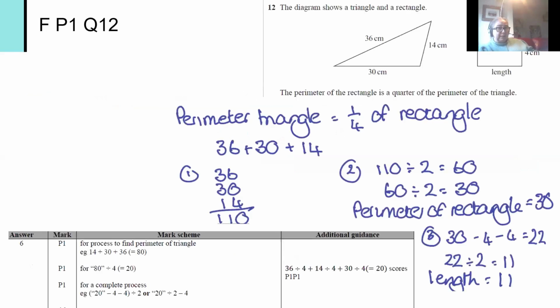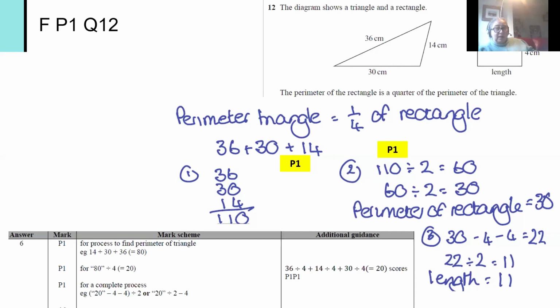Right, question 12. This one, there's 3 process marks available, and an accuracy mark. So they're given 1 process mark for adding the 36, the 30, and the 14. However, they have clearly got that to 110, not 80. And as you can see there, the 80 is in quote marks, so we allow that 80 to be worked through the rest of the answer.